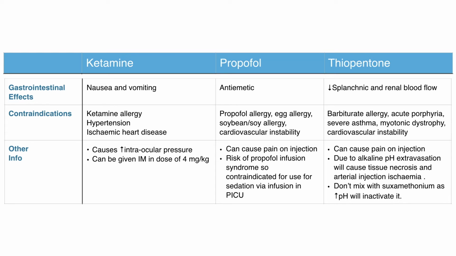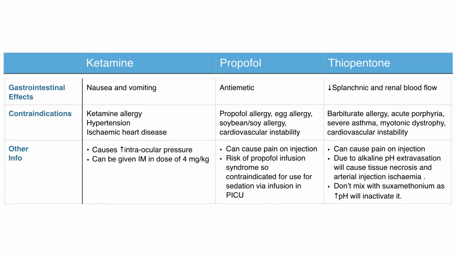Going on to other information about the drugs, looking at ketamine, it's important to note that ketamine can cause increased intraocular pressure, so it should be avoided if you know your patient has this or they have a penetrating eye injury. And another useful route that ketamine can be given is intramuscularly in an emergency. It's generally given in a slightly higher dose of about 4 milligrams per kilogram, but still acts reasonably quickly. Propofol and thiopentone can both cause pain on injection.